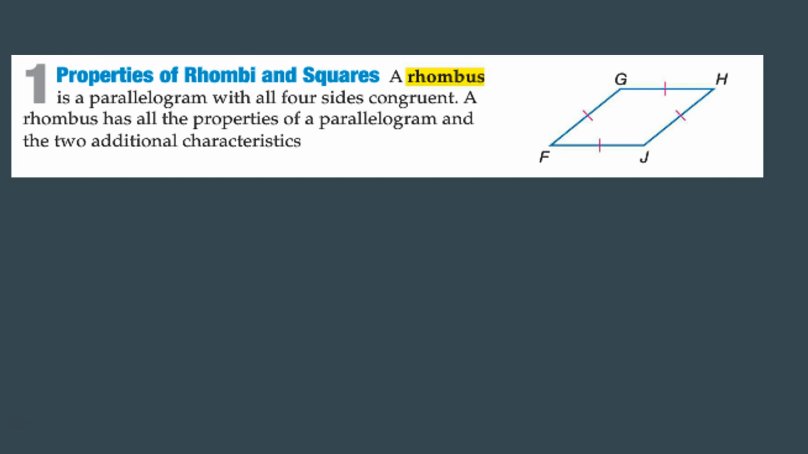Alright, so let's go over what the properties of rhombi and squares are. When we're talking about a rhombus, we're talking about a parallelogram. Remember, parallelogram has the word parallel in it, so parallel is going to be very important here. And we also know that all four sides are congruent. We have this side, this side, and this side, and they're all congruent to each other, so they're all the same length. Now we're going to go over another two characteristics in just a moment.